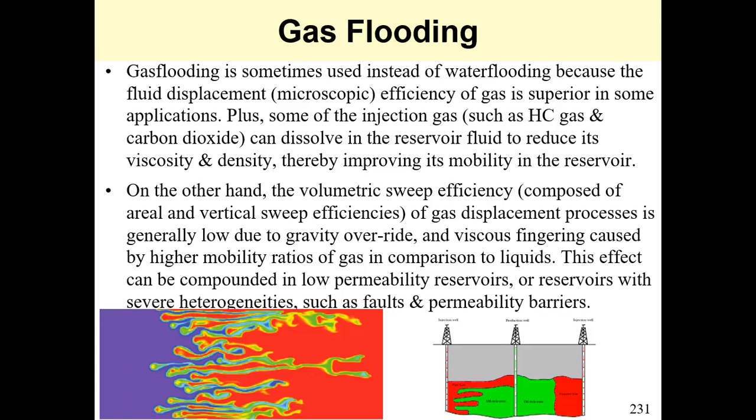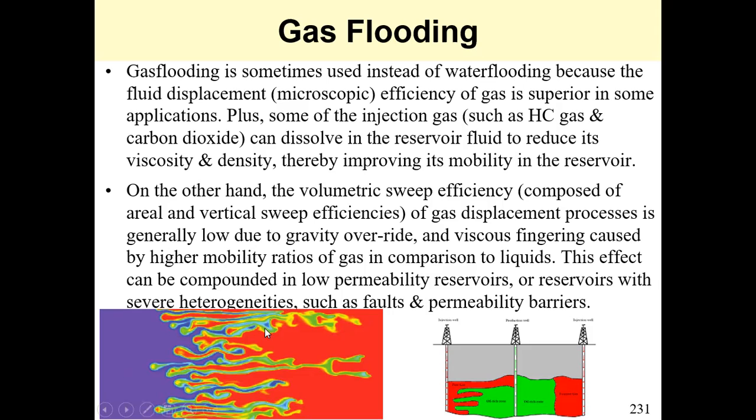On the other hand, the volumetric sweep, which is composed of both areal and vertical sweep efficiencies, of the gas process is generally low due to gravity override and viscous fingering caused by high mobility ratios of gas in comparison to liquid. So in view of the mobility ratio, gas flooding is a very unstable process. And this is viscous fingering.